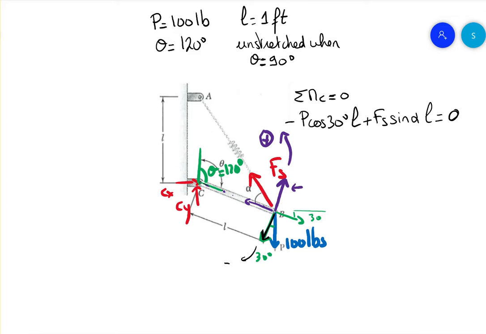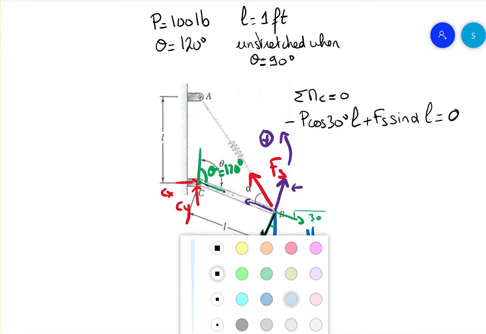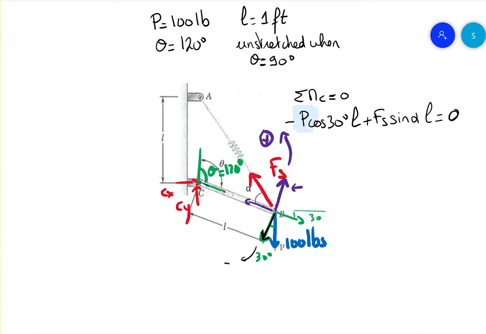Let's look at what we know. Okay, let me put in blue what we know. We know P, it's 100. We know L, it's 1 feet. The final question of this problem is to find k. So to find k, we need to find the force of the spring. And we don't know the force of the spring, so it's a red one. And we don't know alpha too. Okay, so let's work on that. Alpha.